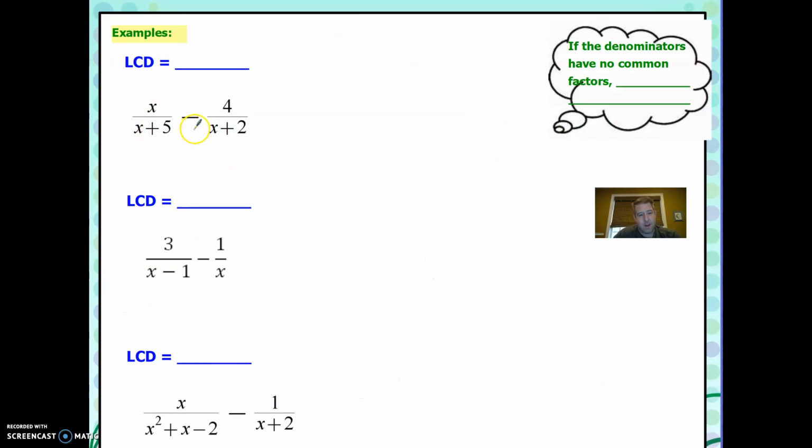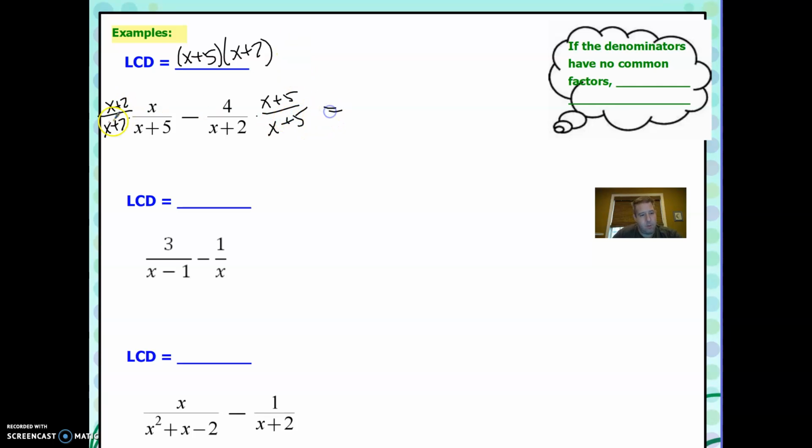LCD, now we've got something a little trickier. So now we've got two different denominators that are different. So the least common denominator, remember I told you on the warm-up, you can always just take the denominators and multiply them by each other. So that's what we're going to do here. So we're going to do x plus 5 times x plus 2. Which means I'm going to multiply this side by x plus 2 on both top and bottom. And on this side, I'm going to multiply it by x plus 5 on top and bottom.